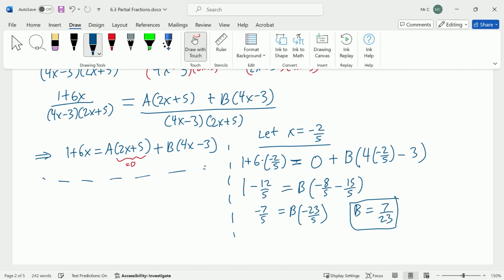And now let's also find our value for a. So how do I find my value for a? Well, in this case, I go, well, can I make this term 0, so I can get rid of the b in the expression? And I can. I can just let x be, well, what would I need? I would need 3/4, right? So 3/4. And so what do we get? We get 1 plus 6 times 3/4 equals a times 2 times 3/4 plus 5 plus 0.